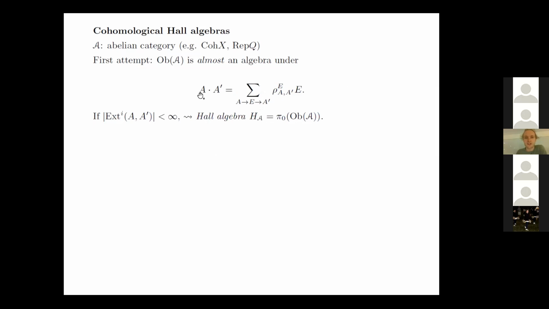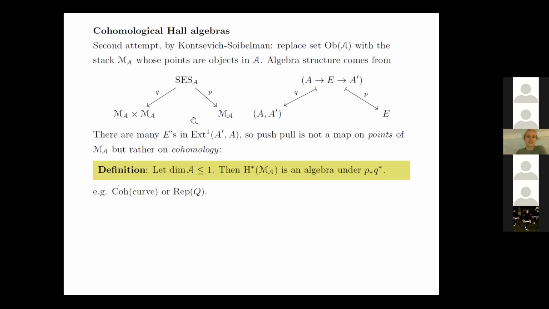The second attempt, and the thing which actually mathematicizes the physics notion of algebra of BPS states, is that of a cohomological Hall algebra. So how does it work? You replace the set of objects in this abelian category with the stack whose points are objects in this category A. The algebra structure comes from a correspondence.